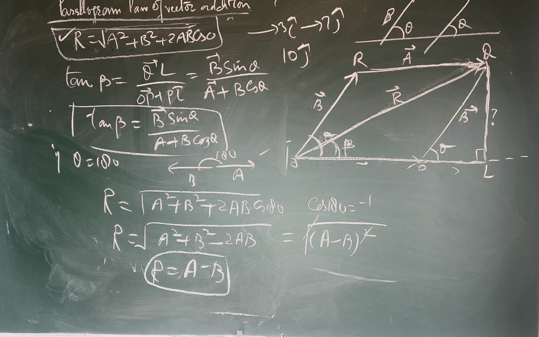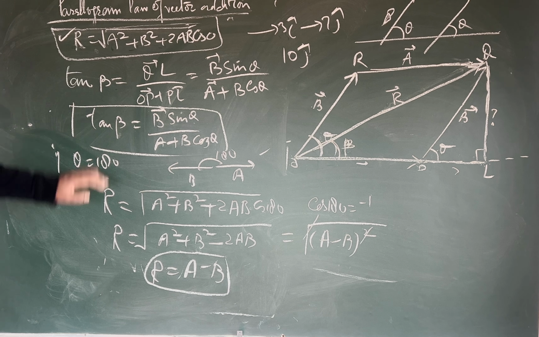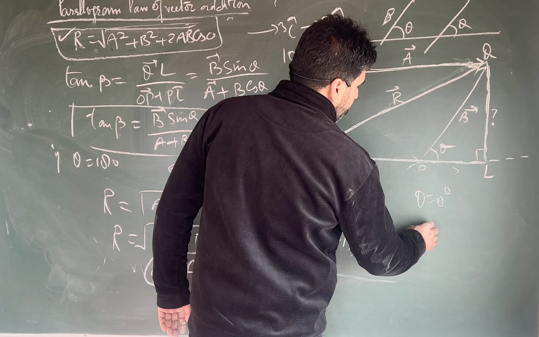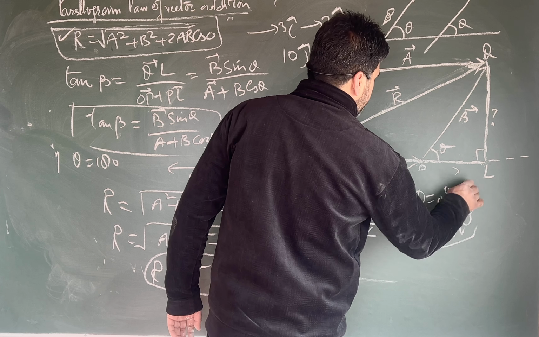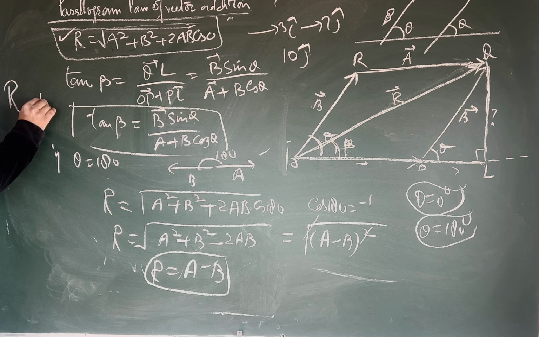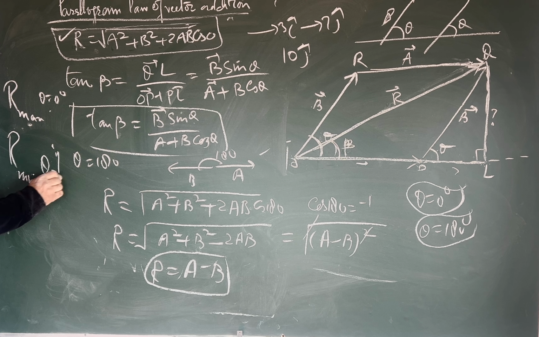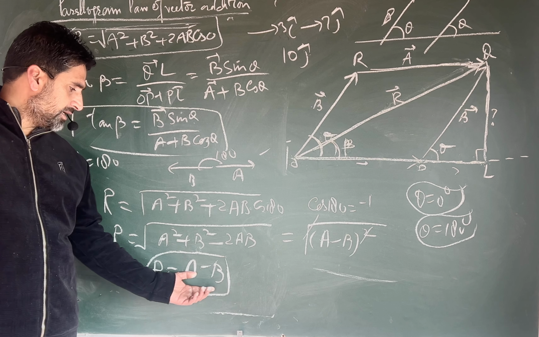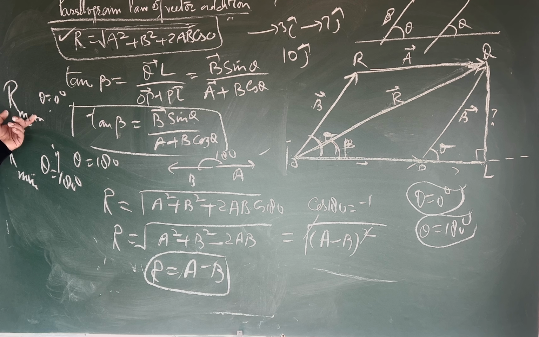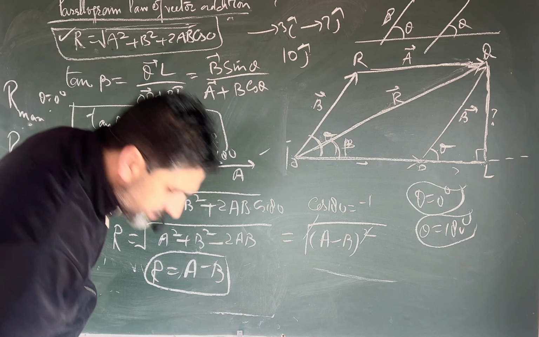So the maximum value that you can have is when theta is 0 degree, and the minimum value you can have is when theta is 180 degree. Your R is the maximum for theta 0 between the two vectors, and your R is minimum for theta 180 degree between the two vectors. So if it is A minus B, you will get R minimum when theta is 180 degree, and your R maximum when theta is 0 degree. Further I will go for this.